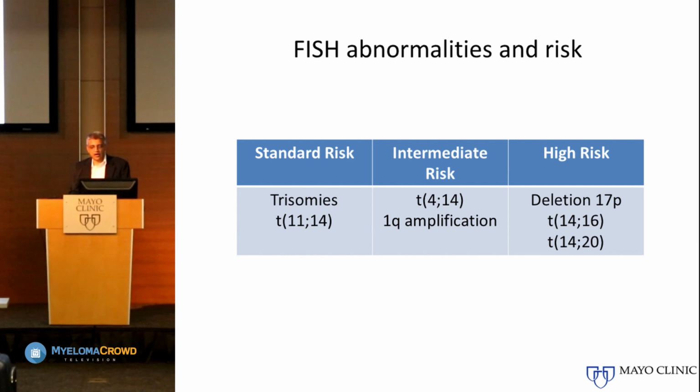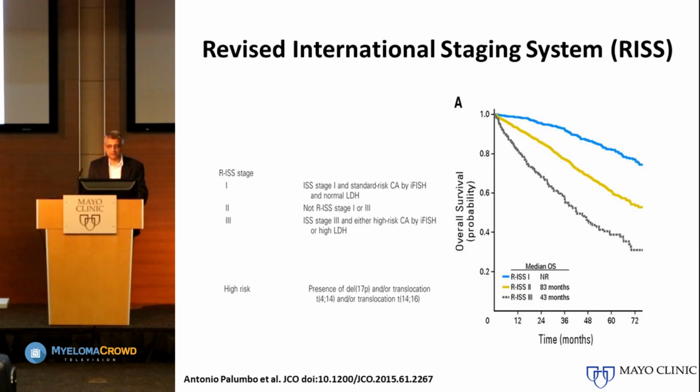So high risk are the patients with what we call deletion 17p, where they have lost a piece of the chromosome 17, or this translocation 14;16, 14;20. Abnormalities like the t(4;14) or the amplification, having more than 2 copies of the 1q, that also shows a relatively more aggressive type of myeloma.